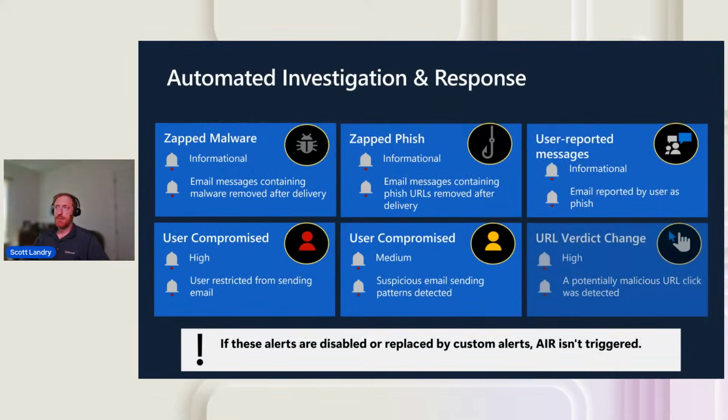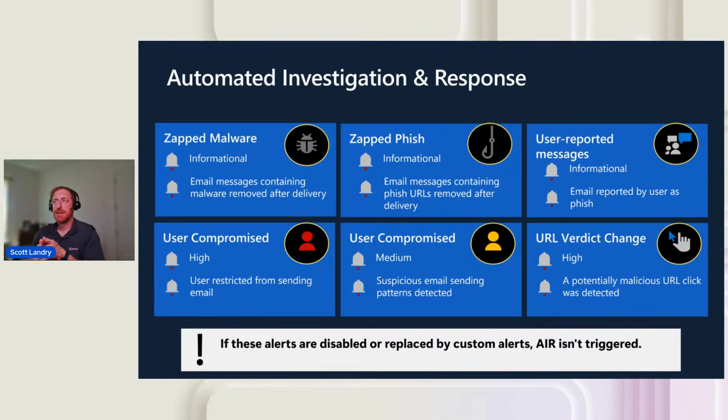Let's talk about automated investigation and response. That's kind of your next layer of automated protection in MDO. Now, from here on out, I'm going to be talking about P2, E5, and other higher level SKU protections. I apologize if you're not one of those folks with these features, but we are here to talk about remediation and response today. And most of these features are included in our higher level licensing. I just want to set that expectation up front.